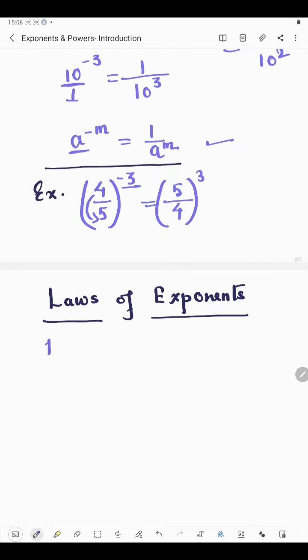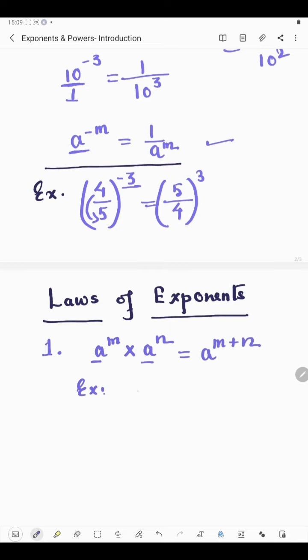See, law 1. We have, say, a to the power m multiplied by a to the power n. So here we have the base as a and power as m and n. When we have the same base and in between multiply sign is there, then powers are added. So it will be a to the power m plus n. Now look at the example based on this.